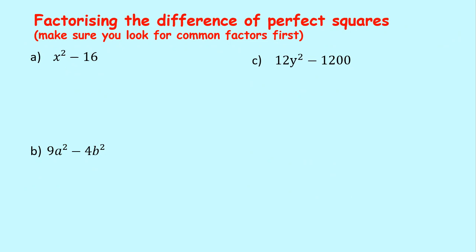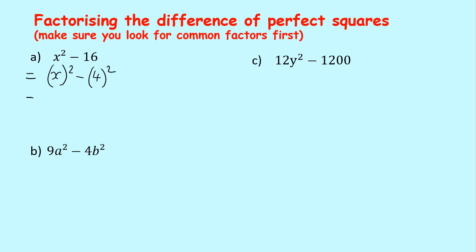Now, we will look at factorizing the difference of two squares. And remember, the first thing to do is look out for common factors. So for example A, we can see that x is squared and the 16 is a square number. Therefore, we can factorize easily by writing it as bracket x bracket squared and bracket 4 bracket squared.